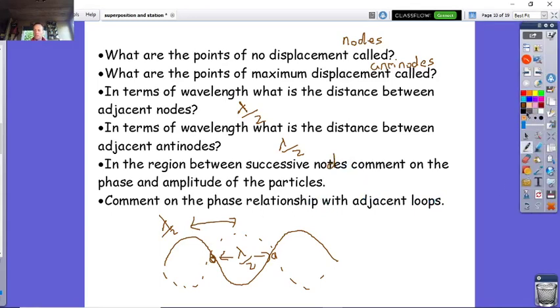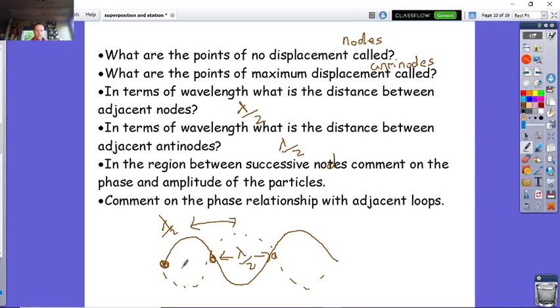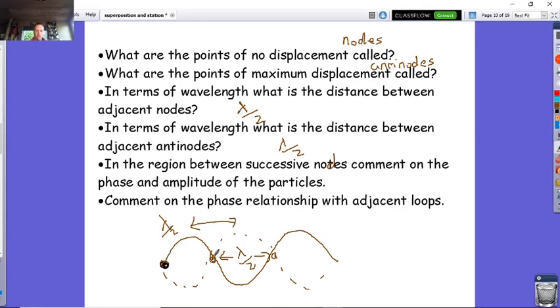Therefore, what we're doing here now is we're taking this one here. I'm trying to hold my black pen here, which refuses to work. Go into that black one there and that one black there. These particles here, between successive nodes, comment on the phase and amplitude of the particles. All these vibrate up and down in the same phase.